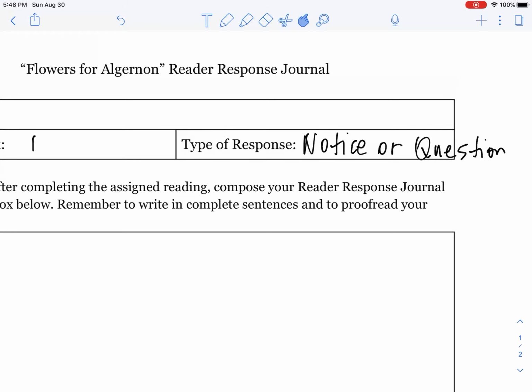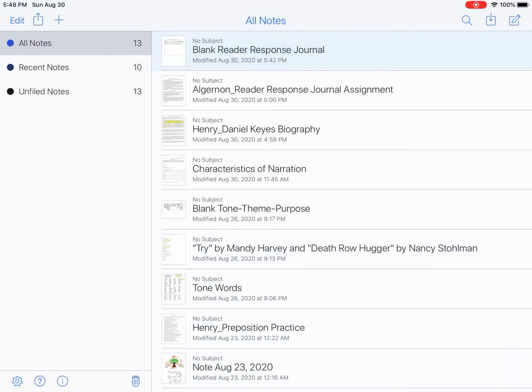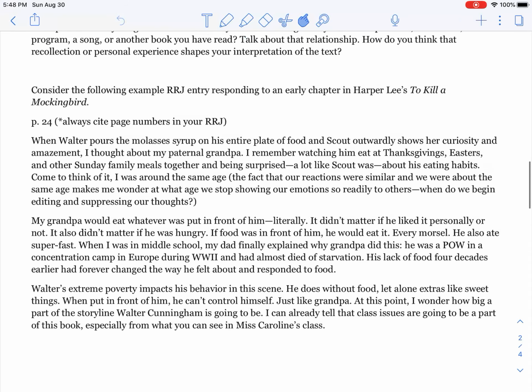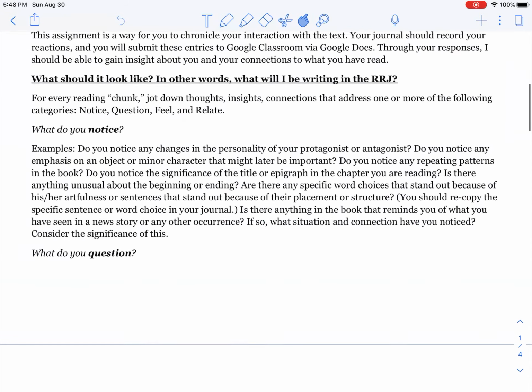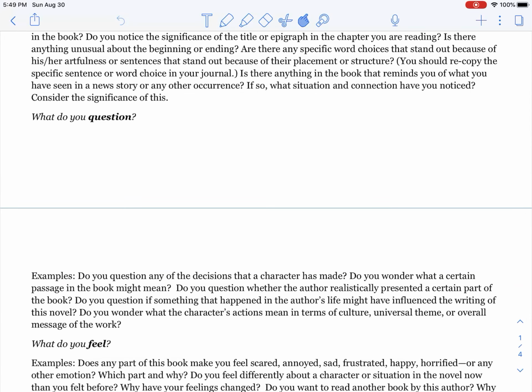And what you're going to do is inside of this text box, you're going to write a 200 to 250 word response that addresses some of these categories. For this first one, it's going to be either notice or it's going to be question. So you're going to read chunk 1.